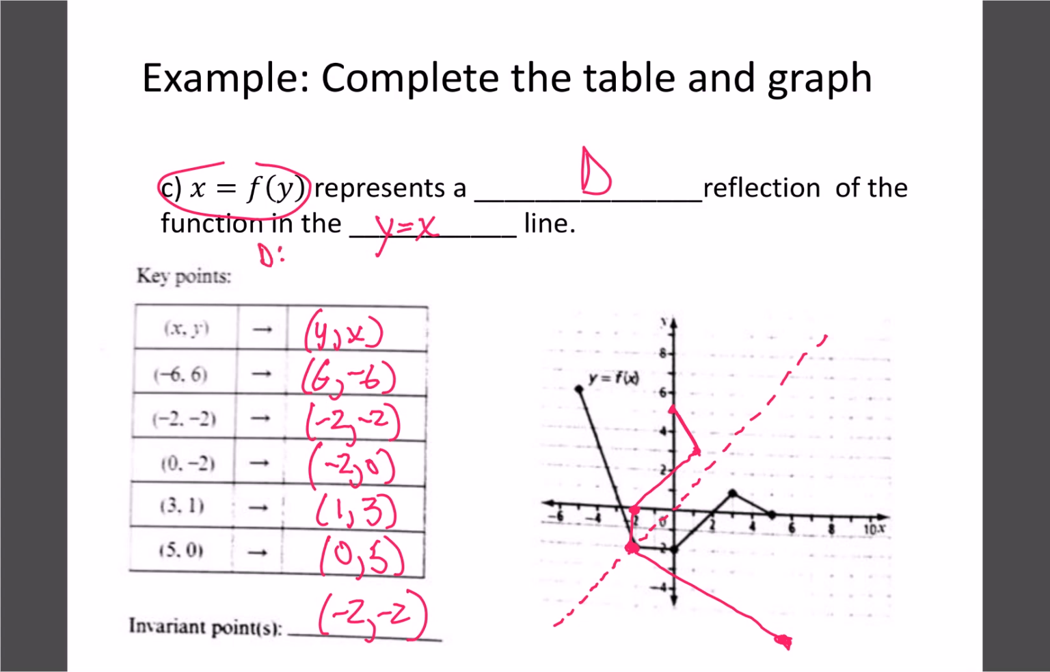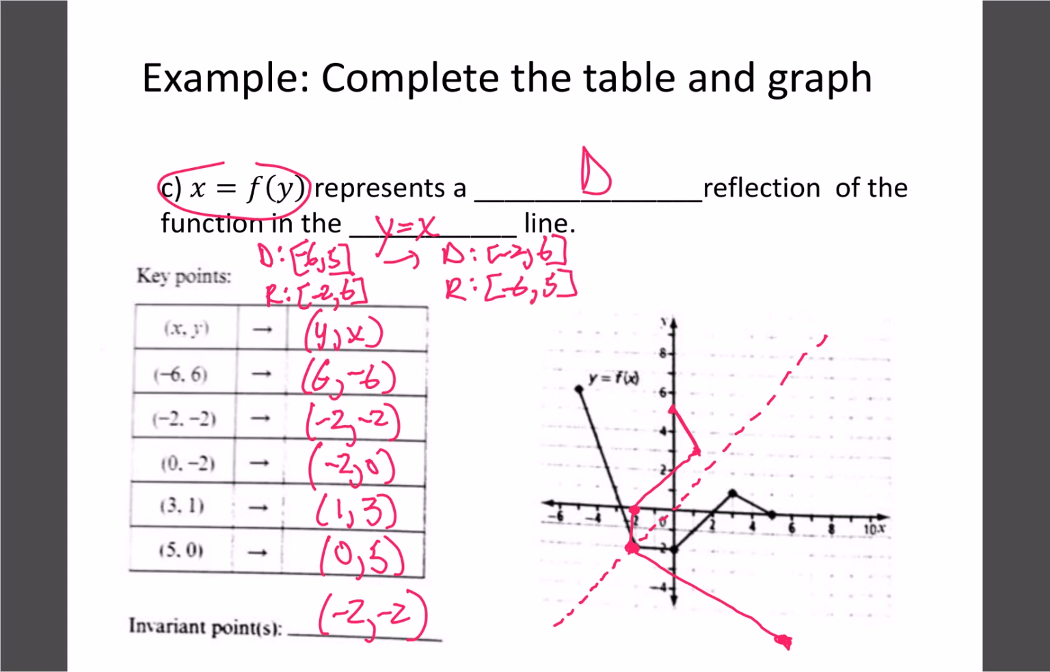So our original domain again was from negative 6 to 5. Original range was from negative 2 to 6. And then if we look at our new graph, you can see our domain on the new one goes from negative 2 to 6. And then the range goes from negative 6 up to positive 5.